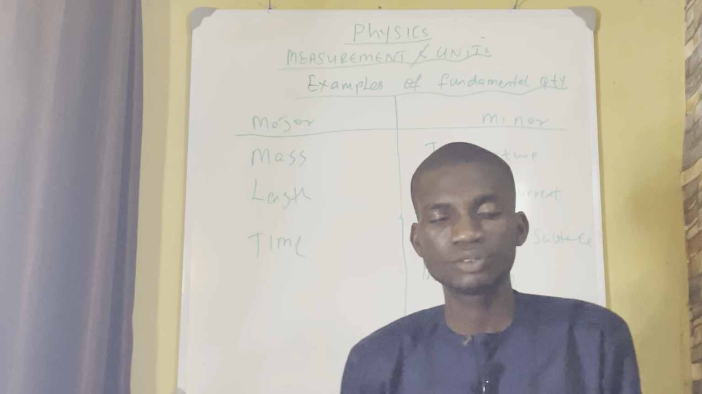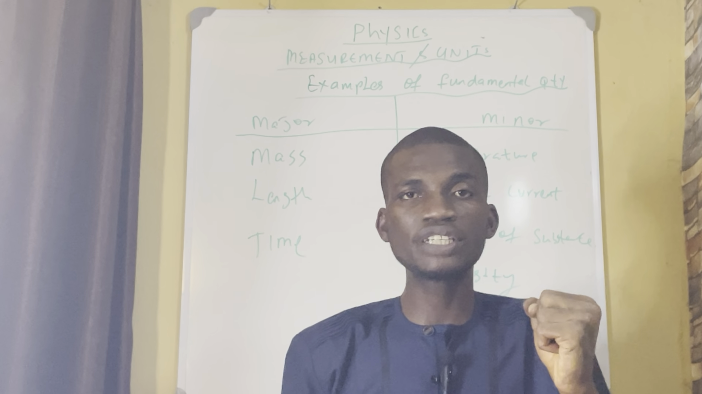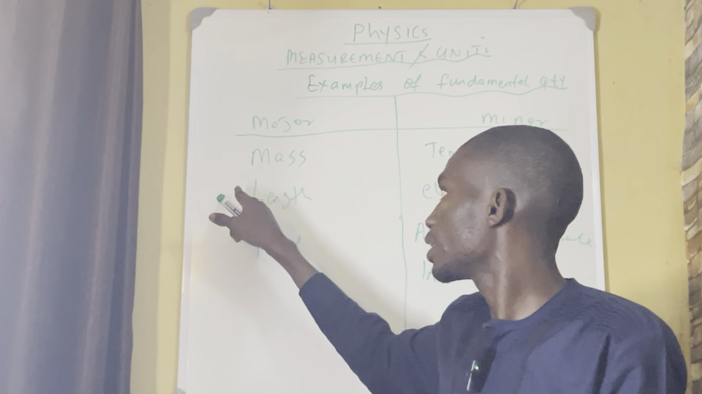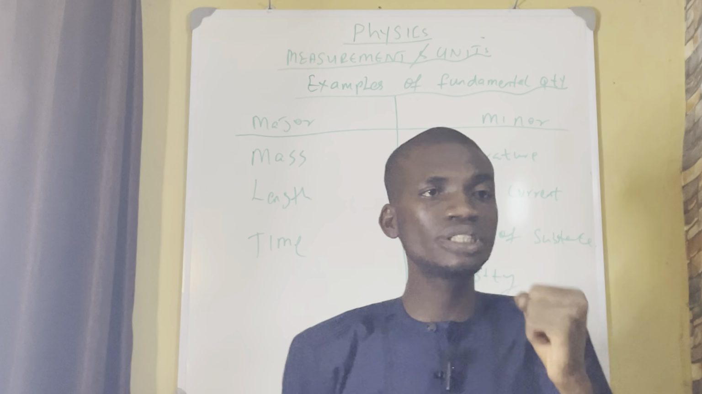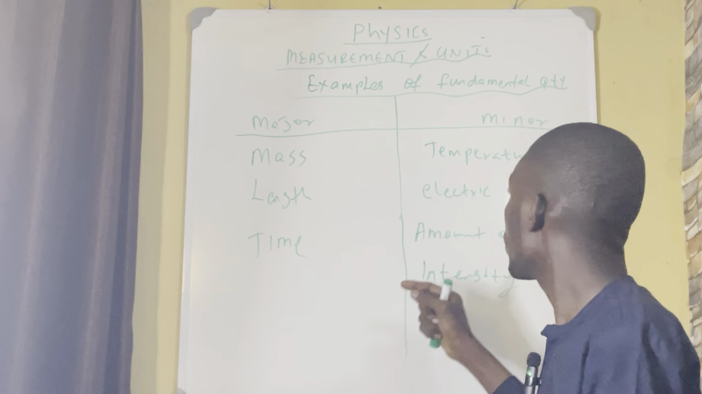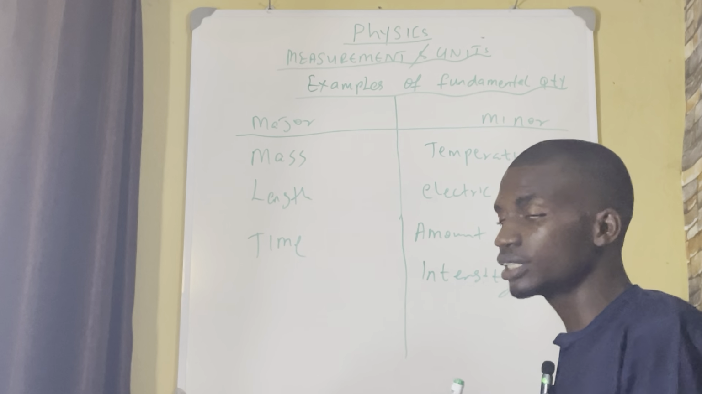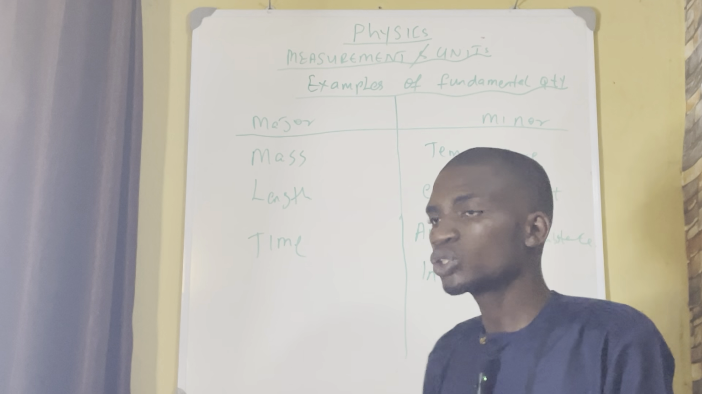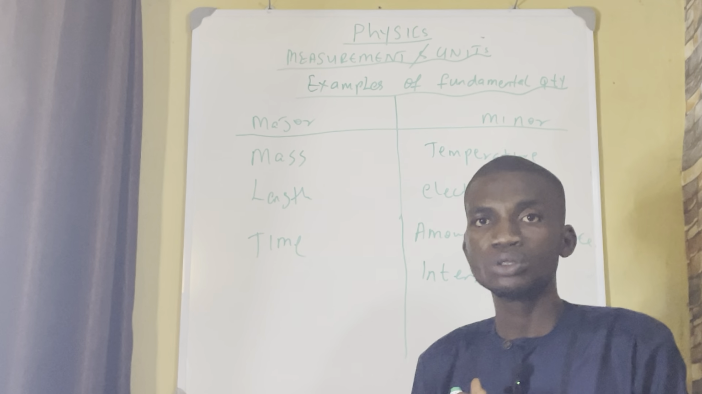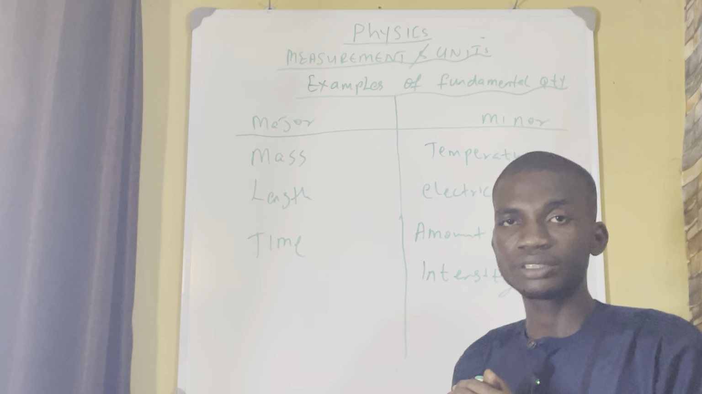It's like somebody who married his first wife, who gave birth to mass, length, and time. So those ones are the basic. Then you marry a second wife, and the second wife gives birth to temperature, electric current, amount of substance, intensity. Do you understand? So these ones are the minor quantities. So once you know this, you know peace.